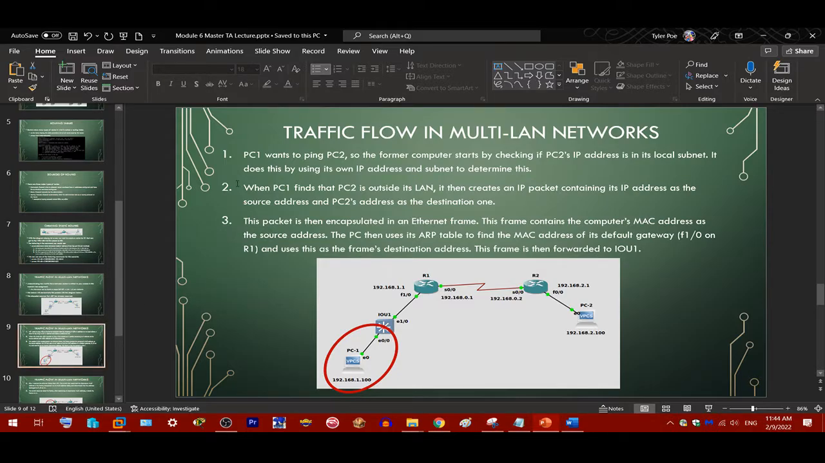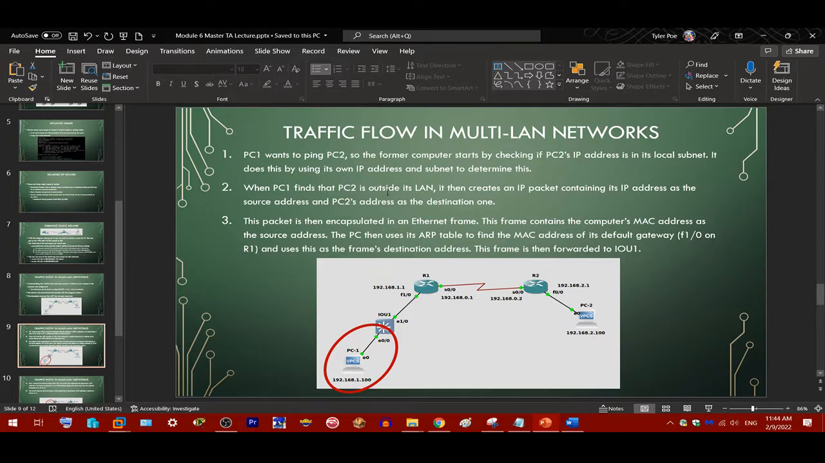So the first step. So let's build our scenario. So PC1 wants to ping PC2. So the former computer, PC1, starts by checking if PC2's IP address is in its local subnet. It does this by using its own IP address and subnet to determine this. So basically, when two PCs want to communicate with each other, they check if the destination PC is in the source PC's subnet. So obviously it's not in this case.